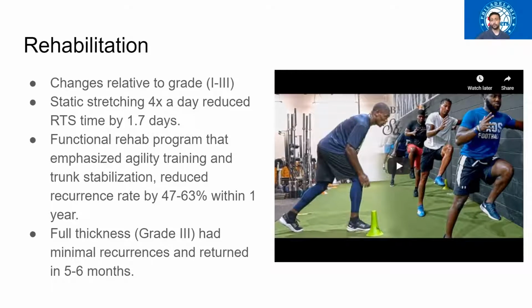And then full thickness tears, although they took a lot longer to return, which is 5 to 6 months, the recurrence of the strain was next to nothing. So it wasn't as serious of an issue, which makes sense because with a full thickness versus a partial, you need to do a lot of the retraining. I mean, you'd retrain in both, but the mechanism was a little bit different.